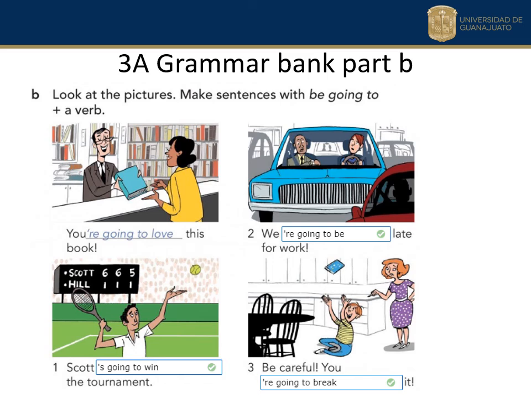So let's check the answers. Here on number 1, Scott's going to win the tournament. Number 2, we're going to be late for work. And number 3, be careful, you're going to break it. Okay, so those are the correct phrases for this part B.